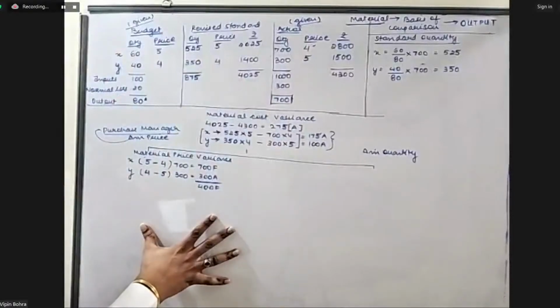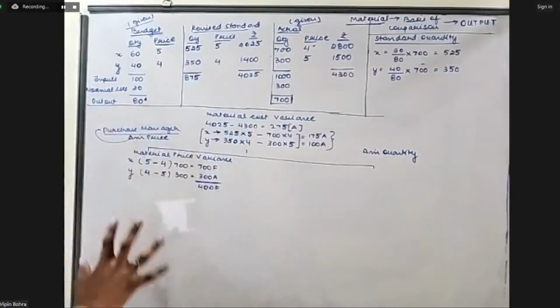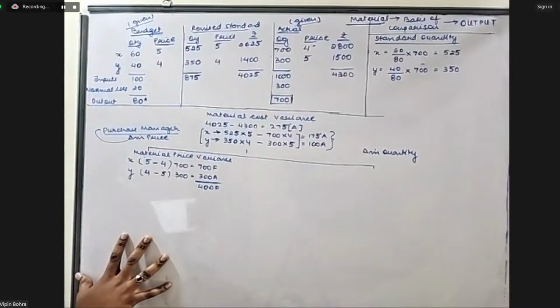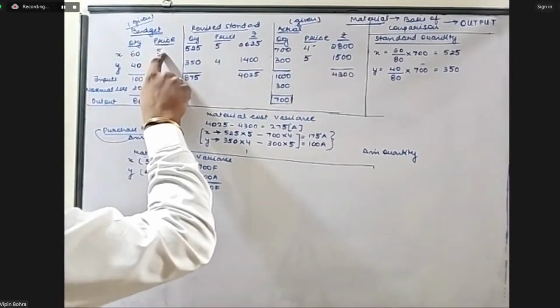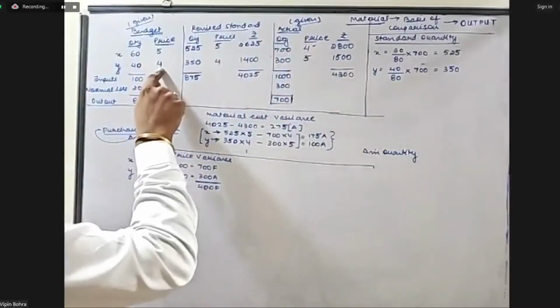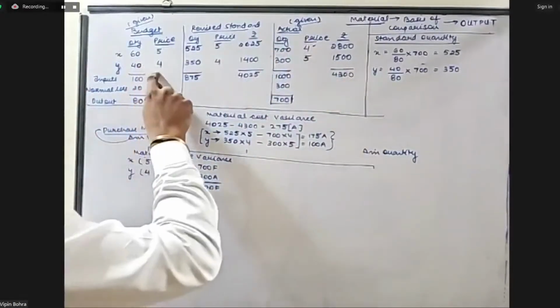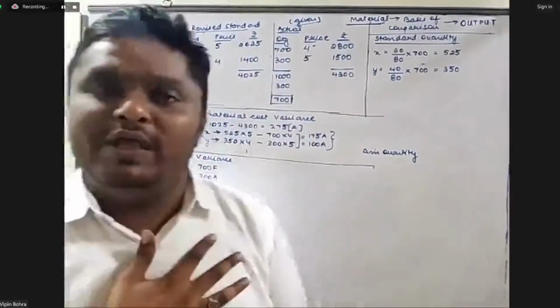I said that when talking about the price variance, we talk about the work done by the purchase manager. That is, raw material X was supposed to be purchased at 5, but I actually purchased at 4. Raw material Y was supposed to be purchased at 4, but I actually purchased at 5. So this much part is okay with me.